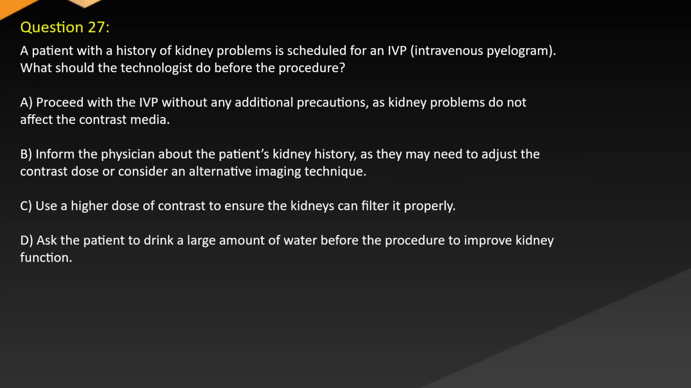Question 27. A patient with a history of kidney problems is scheduled for an intravenous pyelogram. What should the technologist do before the procedure? A. Proceed with the IVP without any additional precautions, as kidney problems do not affect the contrast media. B. Inform the physician about the patient's kidney history, as they may need to adjust the contrast dose or consider an alternative imaging technique. C. Use a higher dose of contrast to ensure the kidneys can filter it properly. D. Ask the patient to drink a large amount of water before the procedure to improve kidney function.